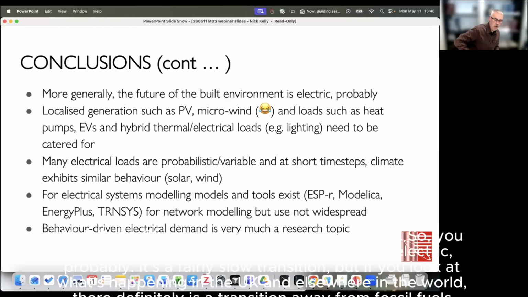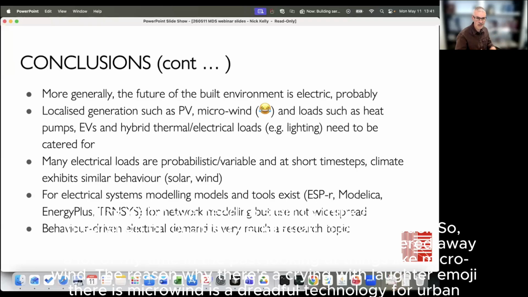Okay, so more general conclusion. So, the future of the built environment is electric, probably. It's a fairly slow transition, but if you look at what's happening in the UK and elsewhere in the world, there definitely is a transition away from fossil fuels. We need to start to think about the integration of localized generation into our models.